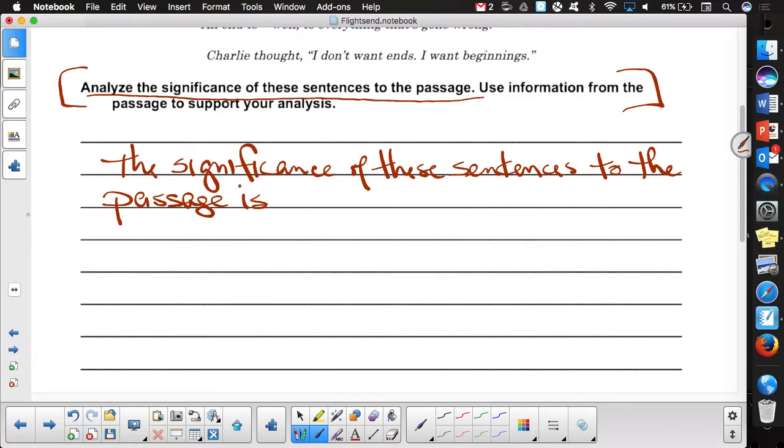You're going to have to write the response anyway, so getting a sentence out of the way is a good thing. The significance of these sentences to the passage is that they do what? Show the conflict between Catherine and, what's the other, Charlie?